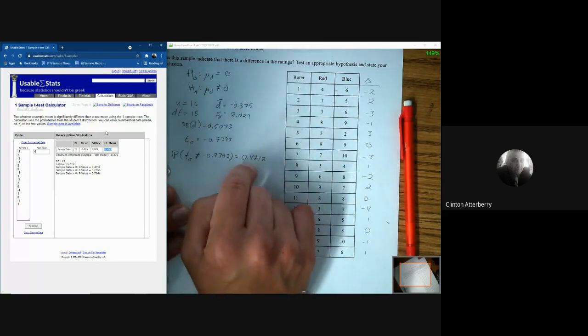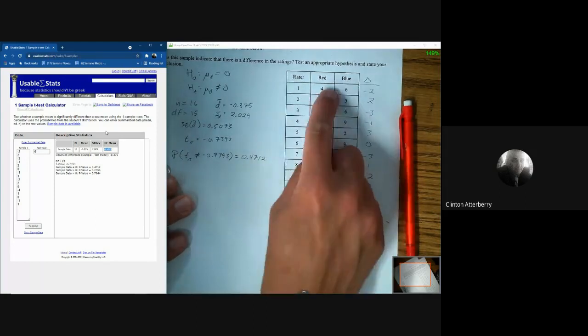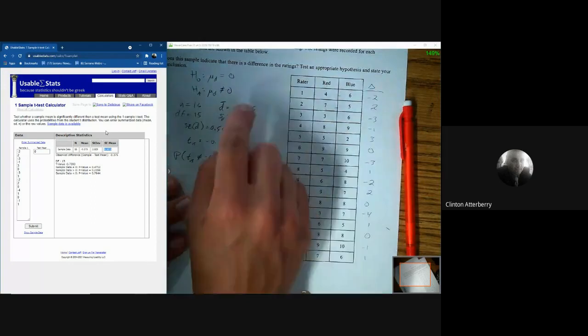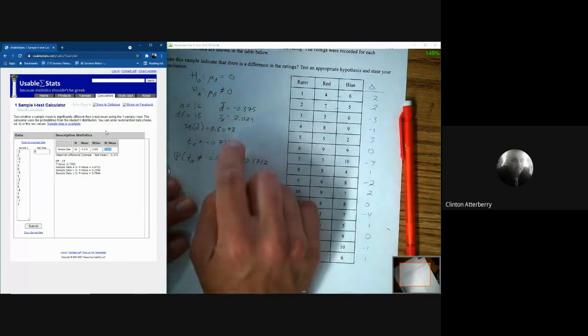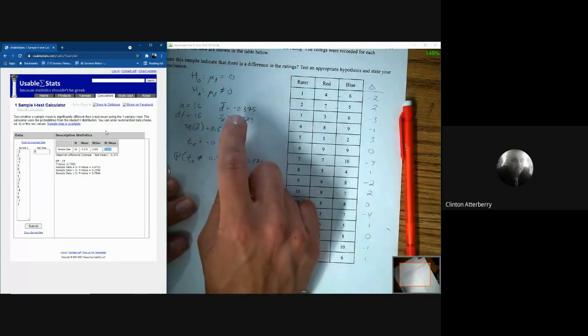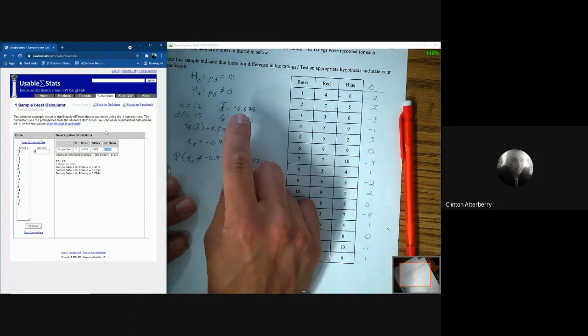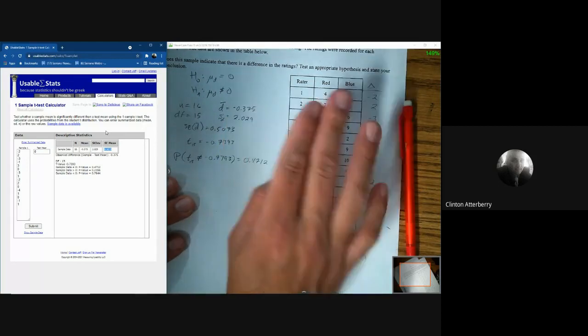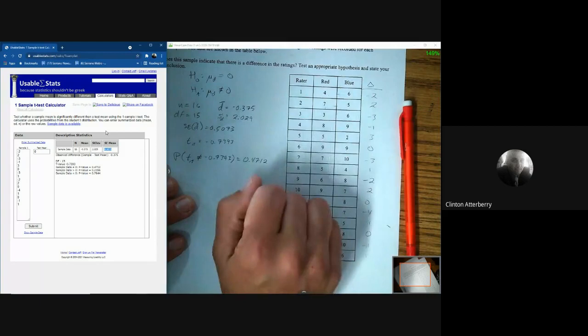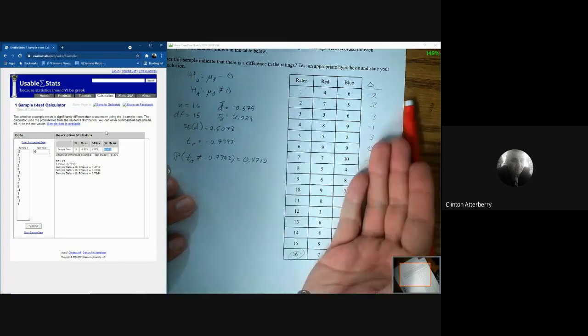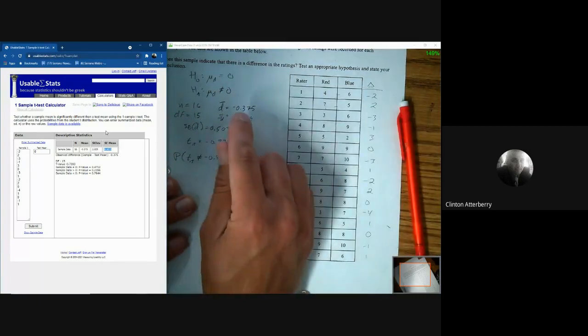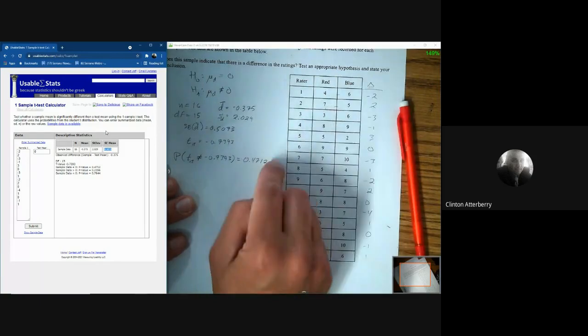Probability is 0.4712. That means that's like a 47% chance. That is a very high chance of getting numbers similar to this, or an average difference similar to what we got here of negative 0.375. So it's very close to zero. It's just slightly leaning towards blue. And I'm assuming it'd probably be very similar if it was a positive of this number, we'd probably get the same number of this.